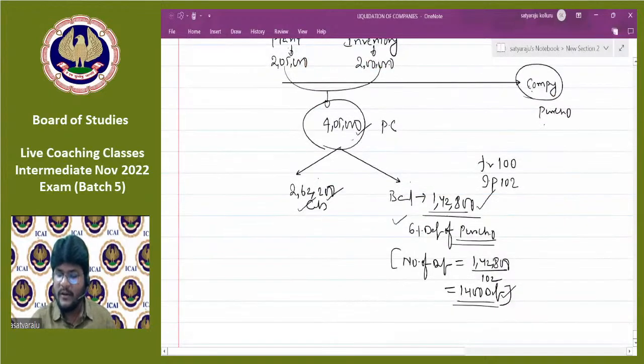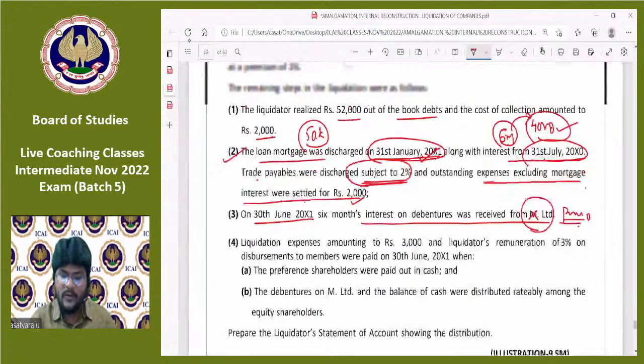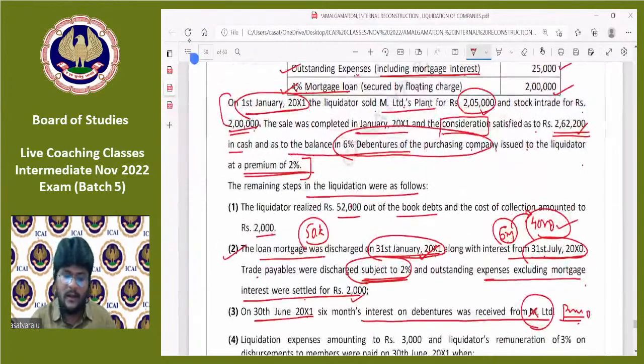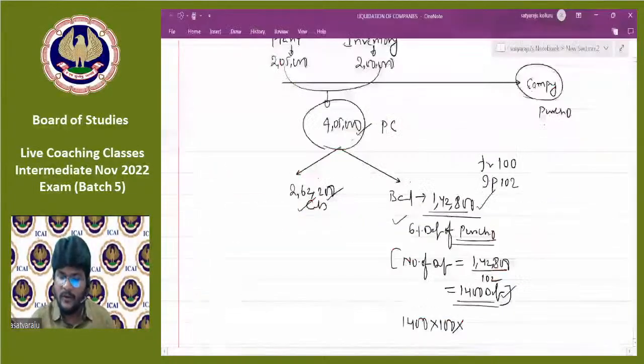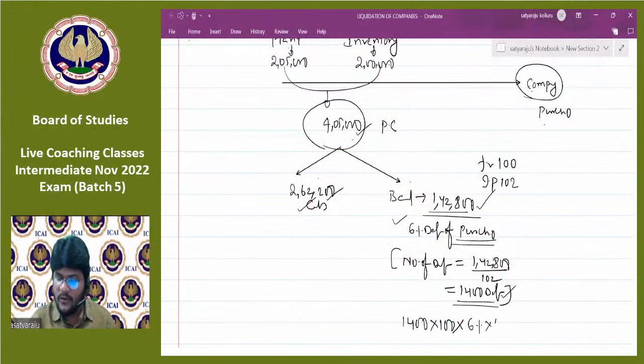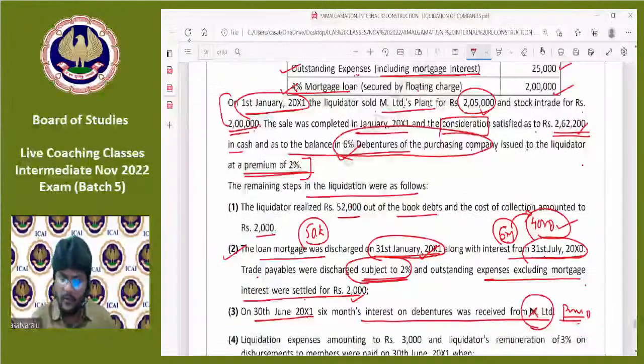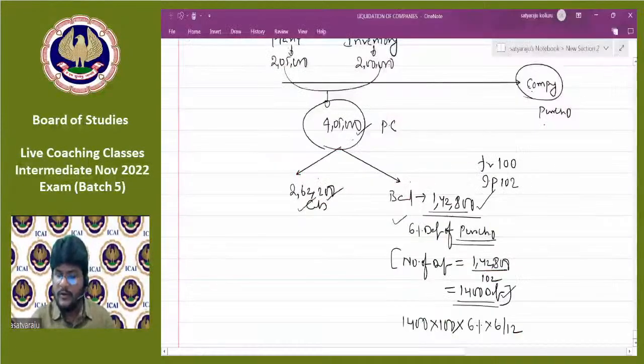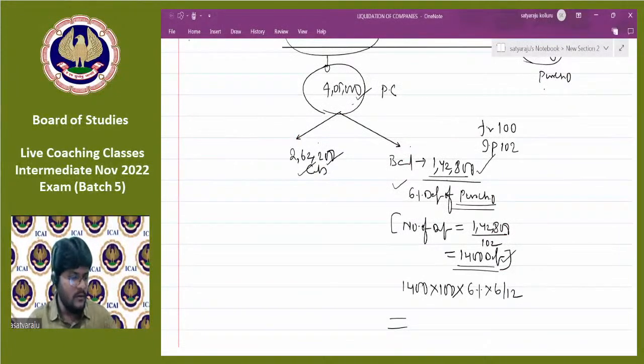6 months interest on these 1,400 debentures means 1,400 debentures into 100 into how much percentage of debentures we got previously? The debentures were 6% debentures, into 6%, into 6 by 12, because he is talking about the 6 months interest. Now 6 months interest means 1,400 into 100 into 6% into 6 by 12, which is 4,200.